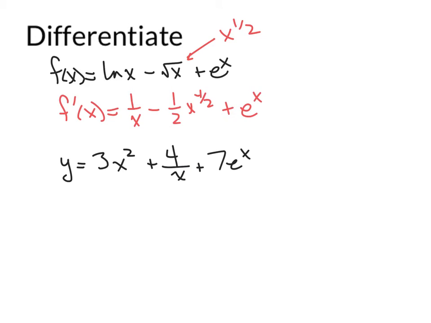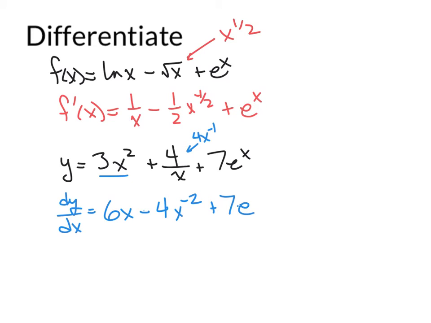If we want to take the derivative of y, dy/dx is going to be term by term. We use the power rule on 3x squared. That would be 6x. Then 4 over x, remember that's 4 times x to the negative 1. So instead of adding, we're going to subtract: negative 4 x to the negative 2. And our last term, even though we're multiplying e to the x by 7, we can use the constant multiple rule and go 7 times the derivative of e to the x, which is e to the x.